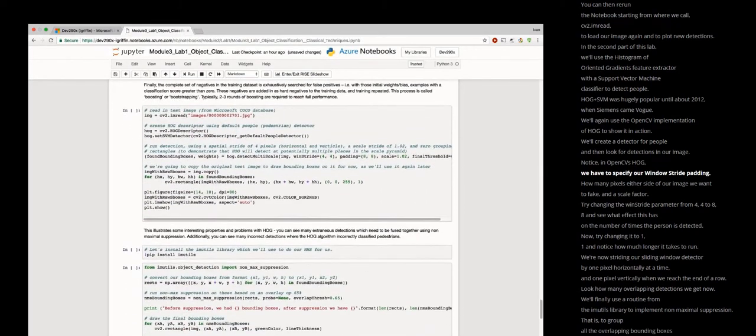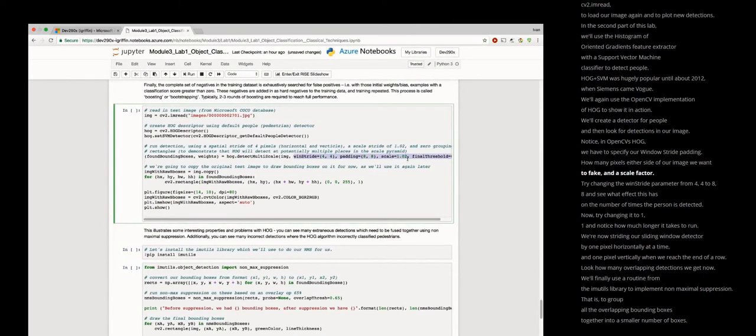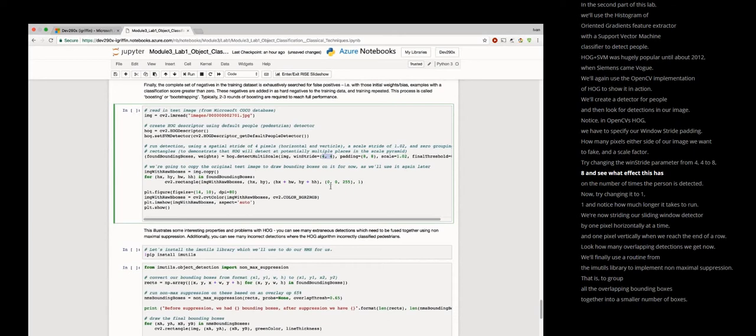Notice in OpenCV's HOG we have to specify our window stride, padding, how many pixels either side of our image we want to fake, and a scale factor. Try changing the win stride parameter from 4,4 to 8,8 and see what effect this has on the number of times the person is detected. Now try changing it to 1,1 and notice how much longer it takes to run.